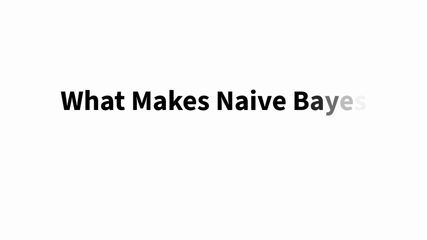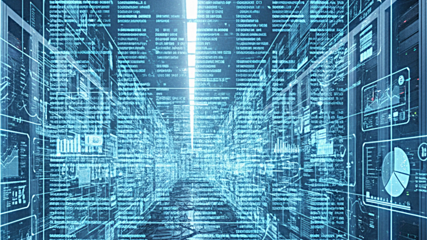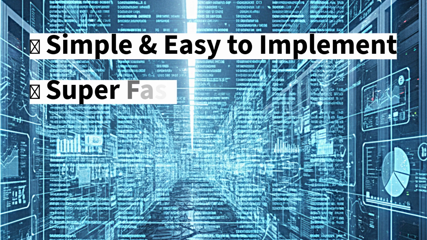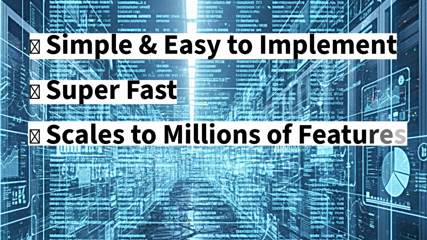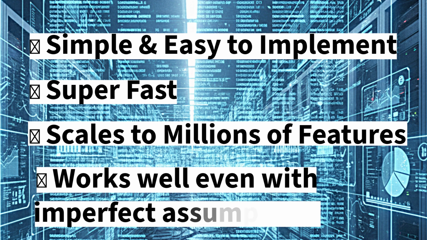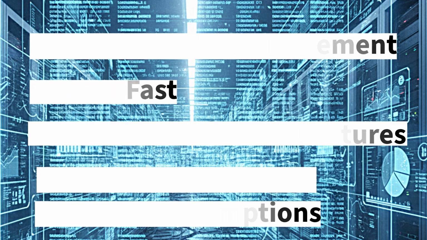So, what makes naive Bayes unique compared to other classification algorithms? First, its simplicity. It is easy to understand and easy to implement. Second, its speed. It can train and predict very quickly, even on huge data sets. Third, its scalability and capability. It works well even when there are millions of features, which is why it's a natural fit for text classification. And finally, its robustness. Even when the independence assumption is not true, naive Bayes often gives surprisingly strong results.